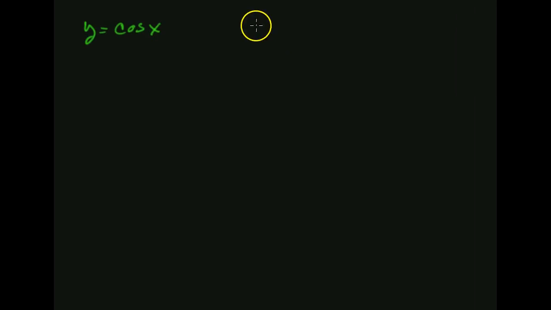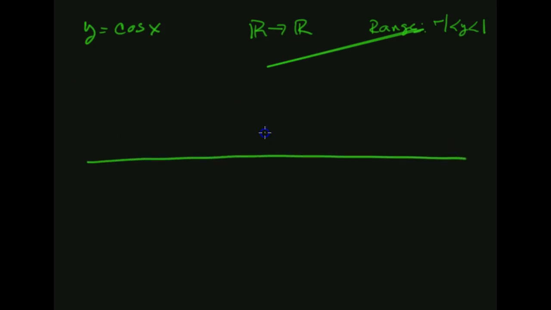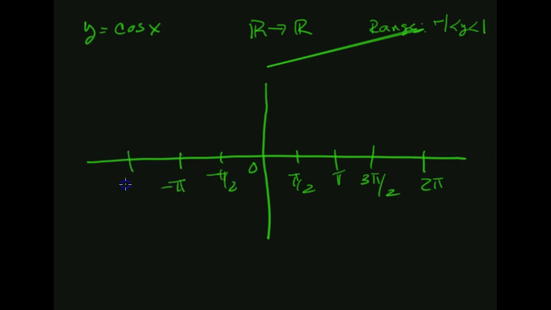Right, so again, this is a mapping from the reals to the reals, but the range here is also still -1 is less than y is less than 1. Okay, so we just want to be aware of that. All right, so let's see what happens with the graph here. Again, I'm going to start at 0. I'm going to make a mark at pi over 2, pi, 3 pi over 2, 2 pi, and I'm going to go backwards. Negative pi over 2, negative pi, negative 3 pi over 2, negative 2 pi.